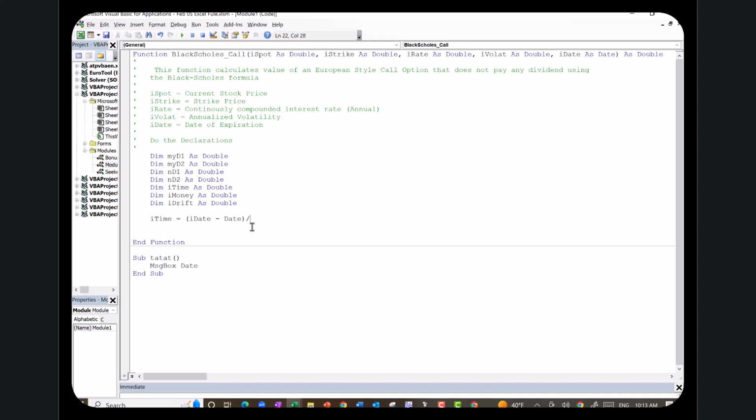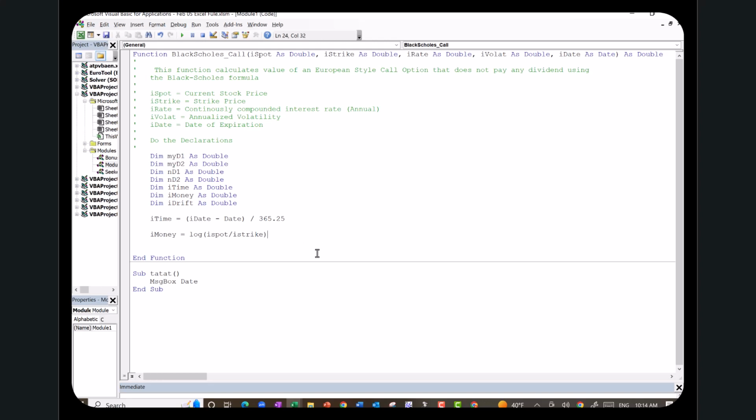So I'm going to divide it by 365.0. Actually, I'm going to make it 365.25. Not that it matters too much. Okay, we have our iTime. And let's see. Our iMoney is log iSpot over iStrike.